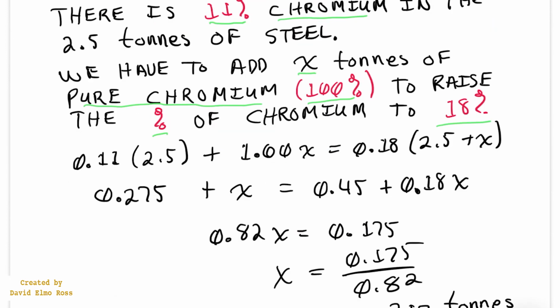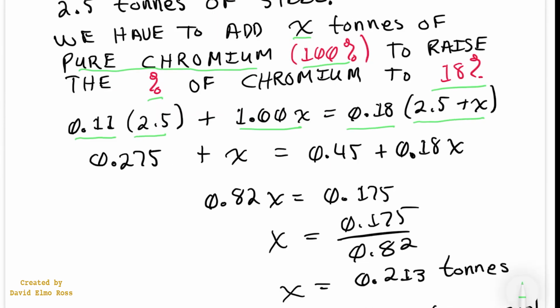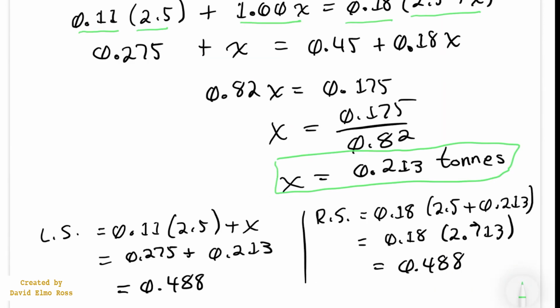Now what this means is we have 0.11 times 2.5 plus 1 times x is 0.18 times (2.5 plus x). When we substitute all this in, we get this value here of x is 0.213 tons. Now if we check the left side versus the right side and we substitute this in, we get 0.488 for the left side, and we get 0.488 for the right side, which means that this is the correct answer for the number of tons of pure chromium that we have to add to make it 18%.